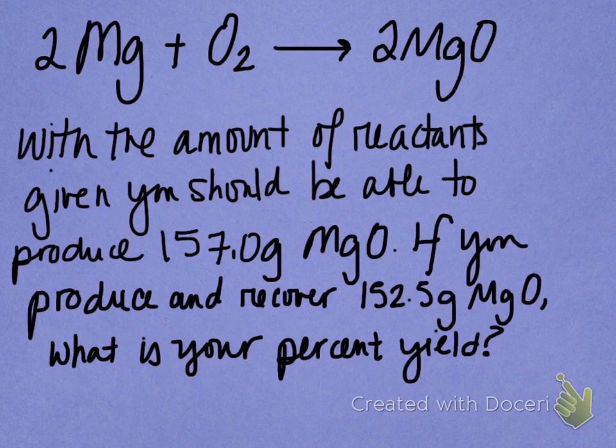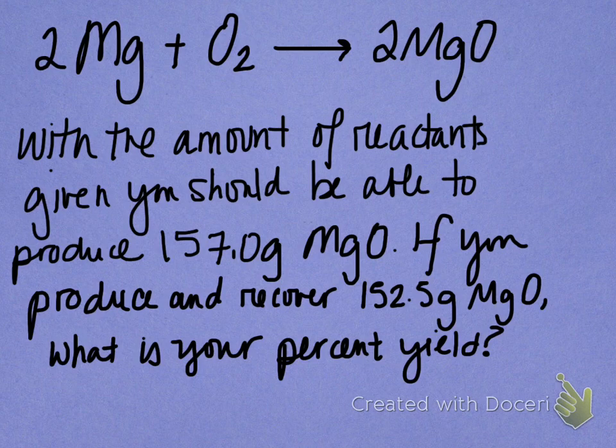Okay, with this equation, we've got the combustion of magnesium to form magnesium oxide, and we're being told that with the amount of reactants given, which aren't actually given, but we're trusting, you should be able to produce 157.0 grams of magnesium oxide. If you produce and recover 152.5 grams of magnesium oxide, what's your percent yield?